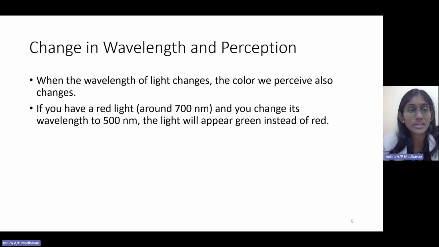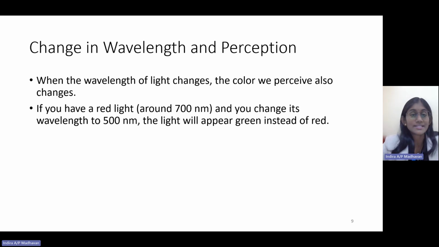Okay, change in wavelength and perception. When the wavelength of light changes, the color we perceive also changes. As I mentioned earlier, if you have a red light around 700 nanometers and you change its wavelength to 500 nanometers, the light will appear green instead of red.